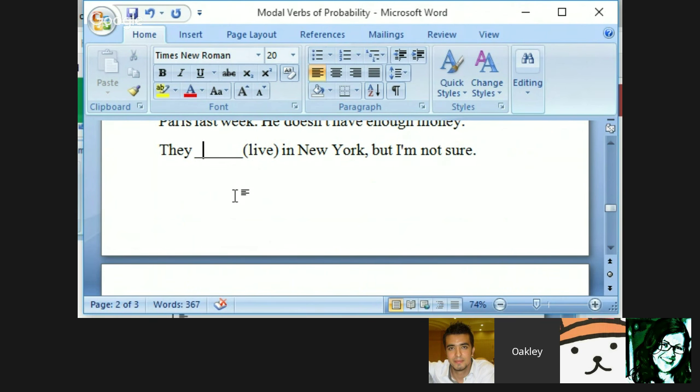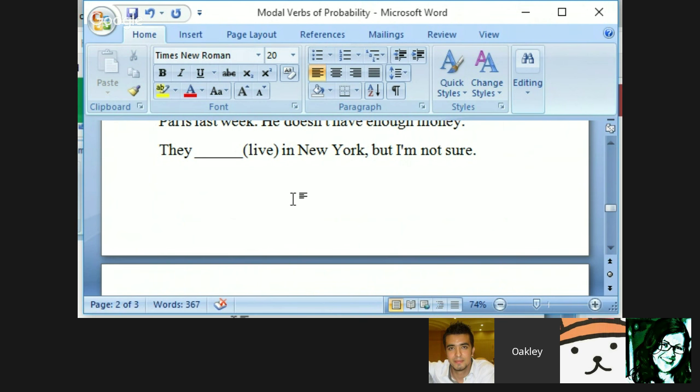They blah blah blah live in New York, but I'm not sure. They could live in New York. I have to say that's a little strange to give an option about where somebody lives, as there are how many millions of cities. It would be weird to say they could live in New York, but I'm not sure.